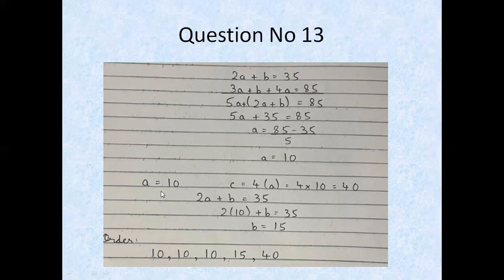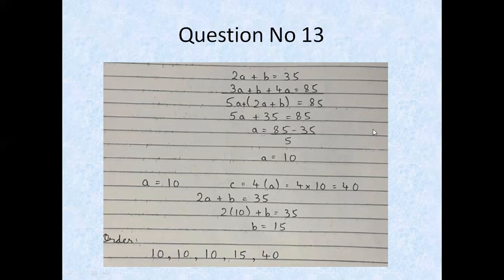So once I know the value of A, I have solved it simultaneously. You might have got confused, but it has been solved simultaneously. So you can also do it. So A is equal to 10. C is 4 times A, so that is 4 into 10, that's 40. For B, 2A plus B, so 2 into 10 plus B equals 35. So B will be 35 minus 20, and that will be 15. So the first number is 10, the second number is 10, the third number is 10. B is 15, and the last number is 40.